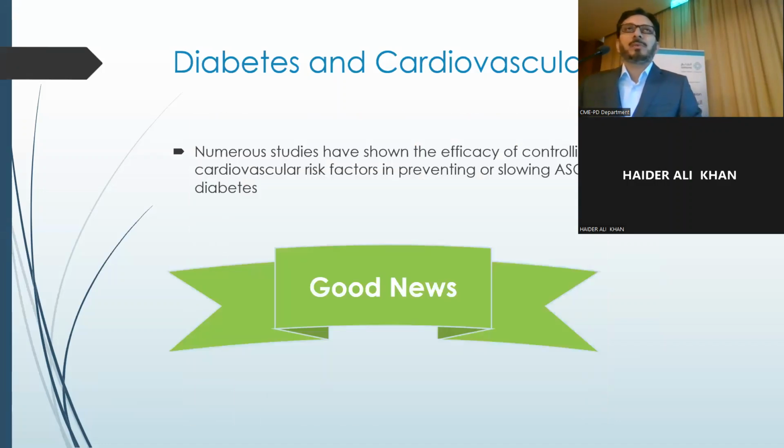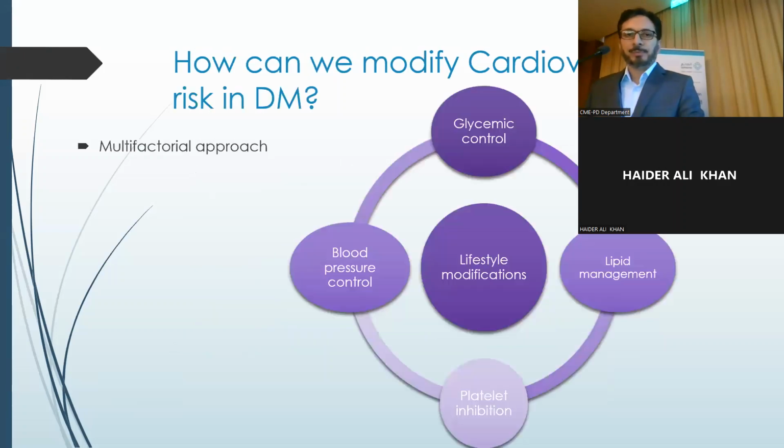But of course, we now have modalities and interventions to reduce this atherosclerotic cardiovascular disease risk in diabetic patients. And the approach that I'm going to emphasize here is the multifactorial approach. So it's not only treating the glucose values or the HbA1c. It's basically addressing all the cardiovascular risk factors in a diabetic patient. So this includes not only glycemic control, but also lifestyle modification, lipid management, blood pressure medications, and in appropriate patients, aspirin.